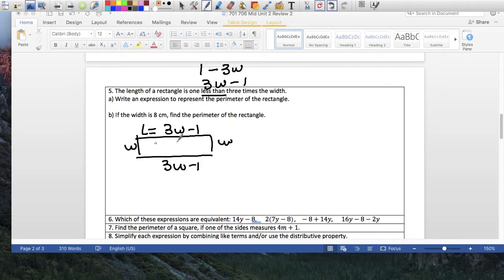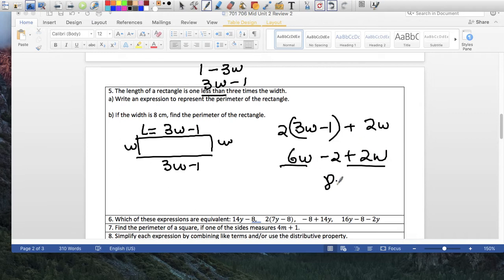So this is 3w minus 1, this is 3w minus 1, and our width is just w. If I were to come up with an expression, it'd be 3w minus 1, times 2, because there's 2 of them, plus 2 times the other two sides, 2w. Simplify: 2 times 3w is 6w, 2 times negative 1 is negative 2, and then it's just 2w at the end. Combine like terms, 6w plus 2w is 8w minus 2.